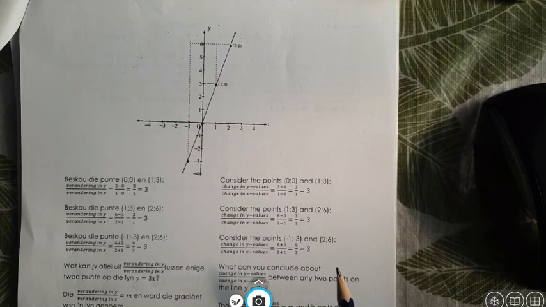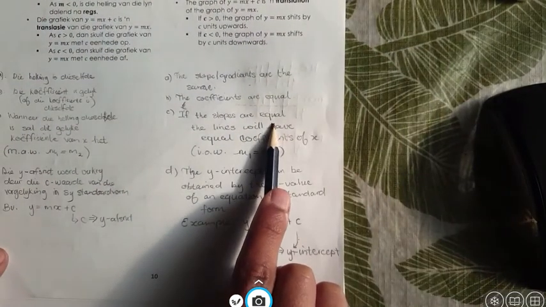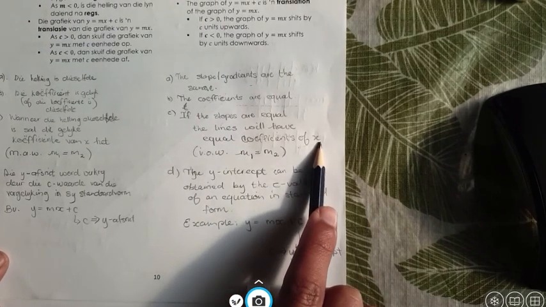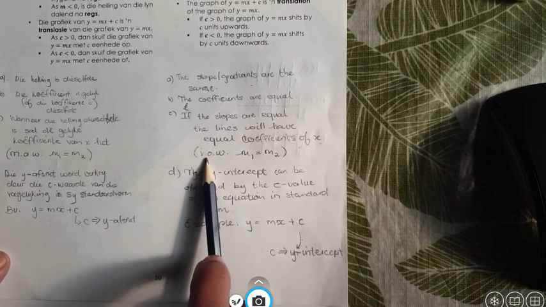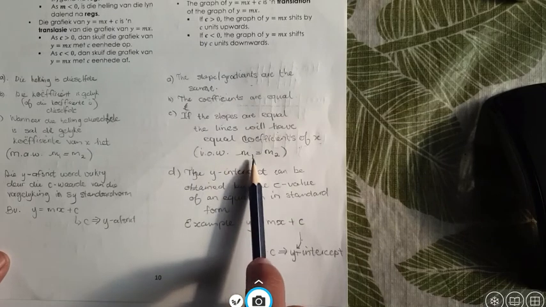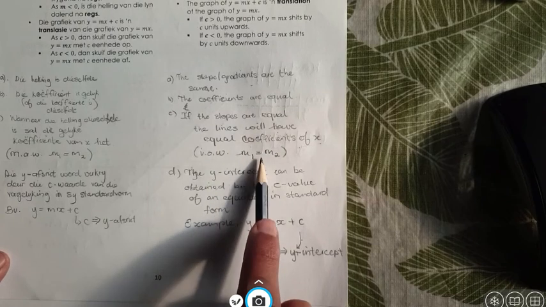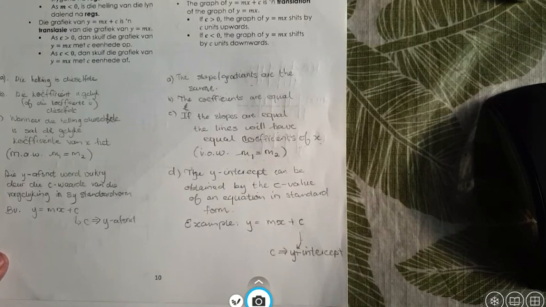So what can you conclude about the coefficients of x in each equation? And the answer there, I want you to write this down for me, is if the slopes are equal, the lines will have equal coefficients of x. So that means, in other words, m of the first line's gradient will be equal to the m of the second line's gradient, like that. M is the gradient, alright? So you can copy that for me, just right there.